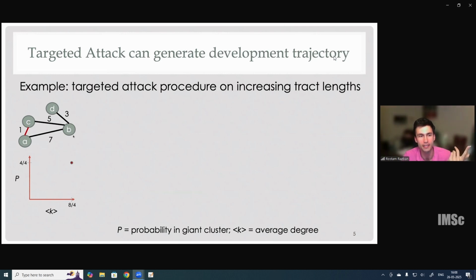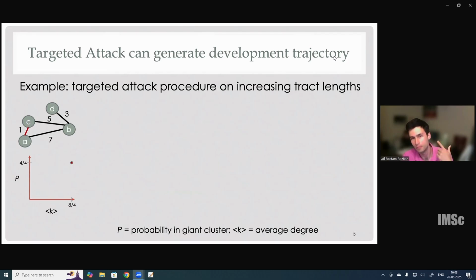So in this case, if you count all the edges, we have 4 edges, and since each node has an edge, we count it twice, so it's 8 divided by 4, 4 being the number of nodes. And then the percolation, or probability of being in the giant cluster, is 1 because everything is just in one big cluster. So all 4 nodes are in one cluster.